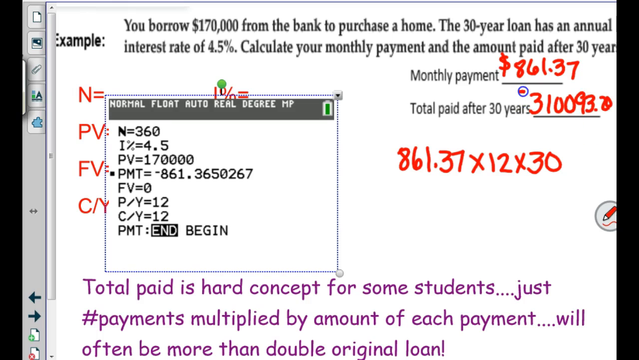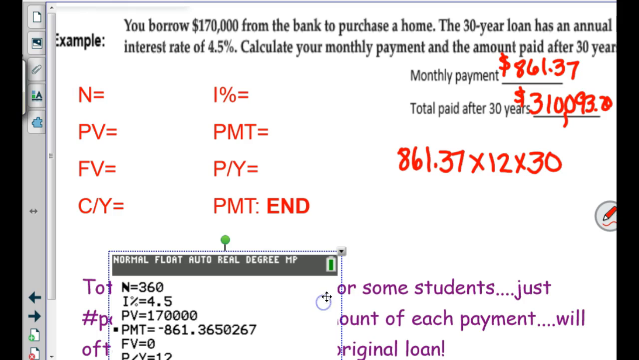Okay. So 310,000 for 107. So not quite twice what you paid, right? It's a lot. You pay a lot of interest when you borrow money for 30 years, no matter how low the interest rate is. Okay. So just beware, because what students will do is they'll just multiply by 30, and they tell me that they paid the loan. What's 861 times 30? Someone do it real fast.